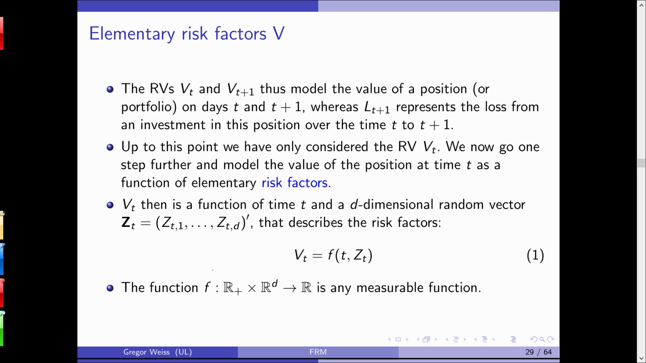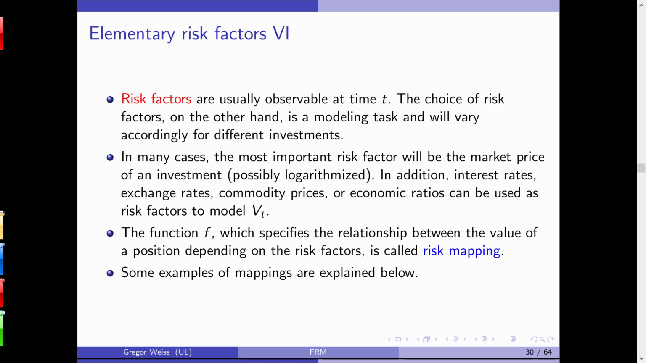So V_t is a function in t and a set of d elementary risk factors. This function f can be any measurable function, and at this point we are not concerned about how f looks like. We simply assume that it's a measurable function. Now, risk factors are usually observable at time t. We know what today's unemployment is, what today's market return is. And the choice of risk factors, on the other hand, is a modeling task and will vary accordingly for different investments and from investor to investor.